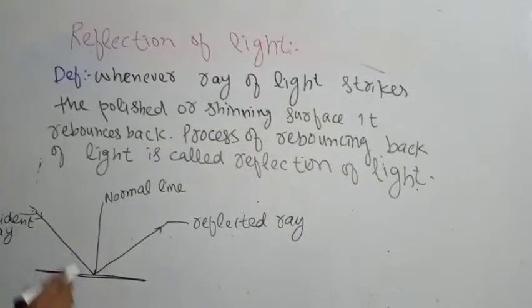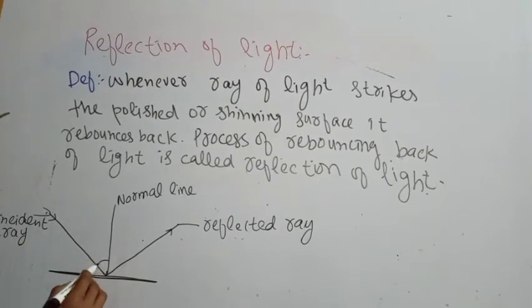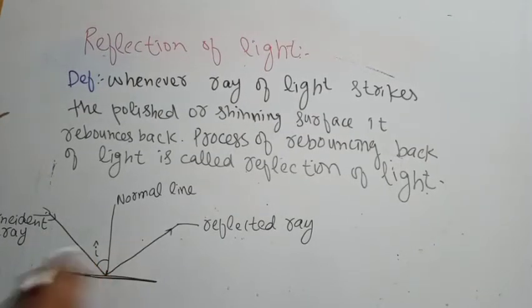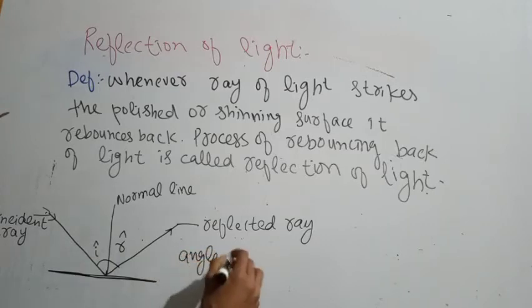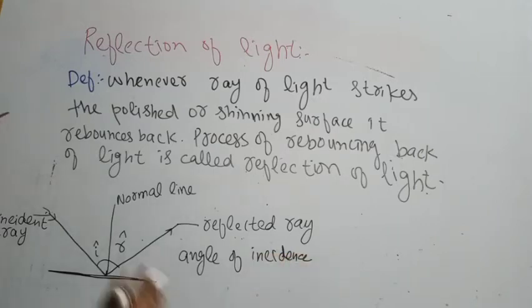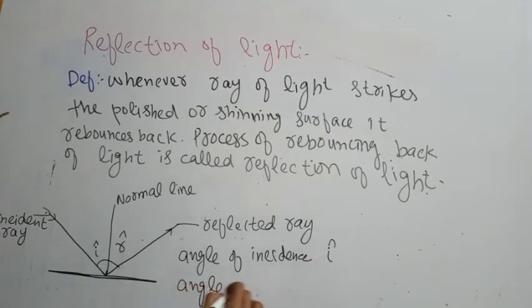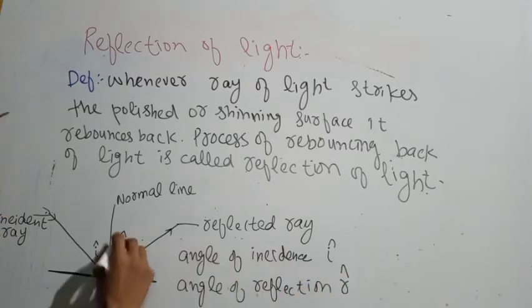And the incident ray is also making an angle with the normal line, which is known as the angle of incidence. And the normal line is also making another angle with the reflected ray, which is known as the angle of reflection. Angle of incidence, this one, and angle of reflection, this one.